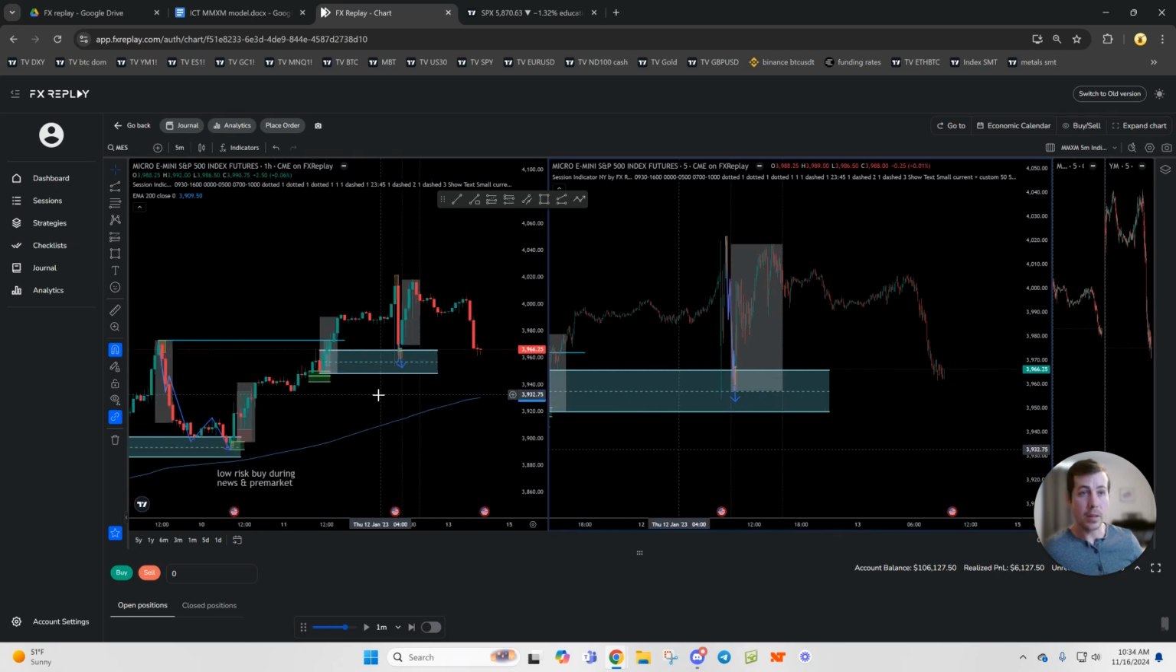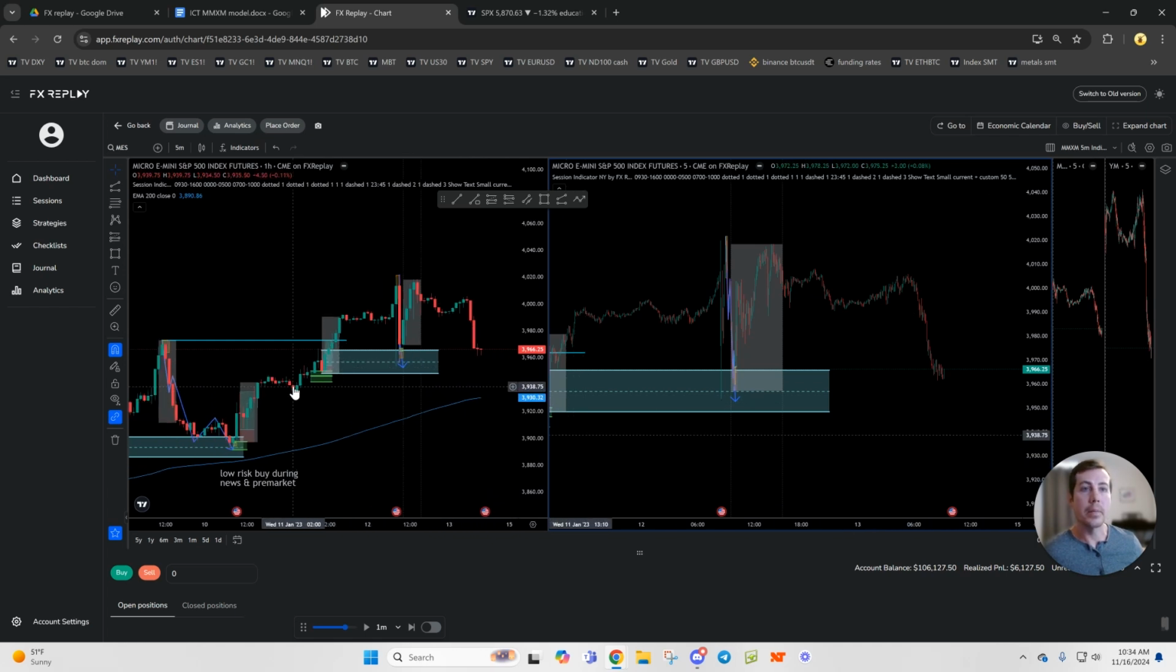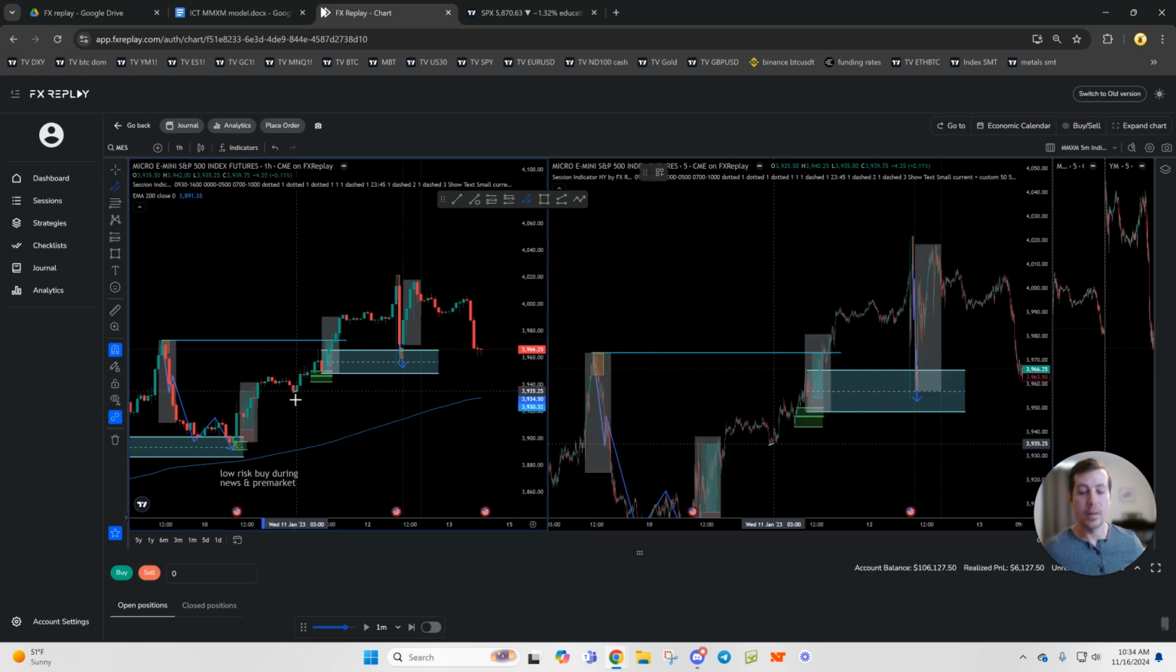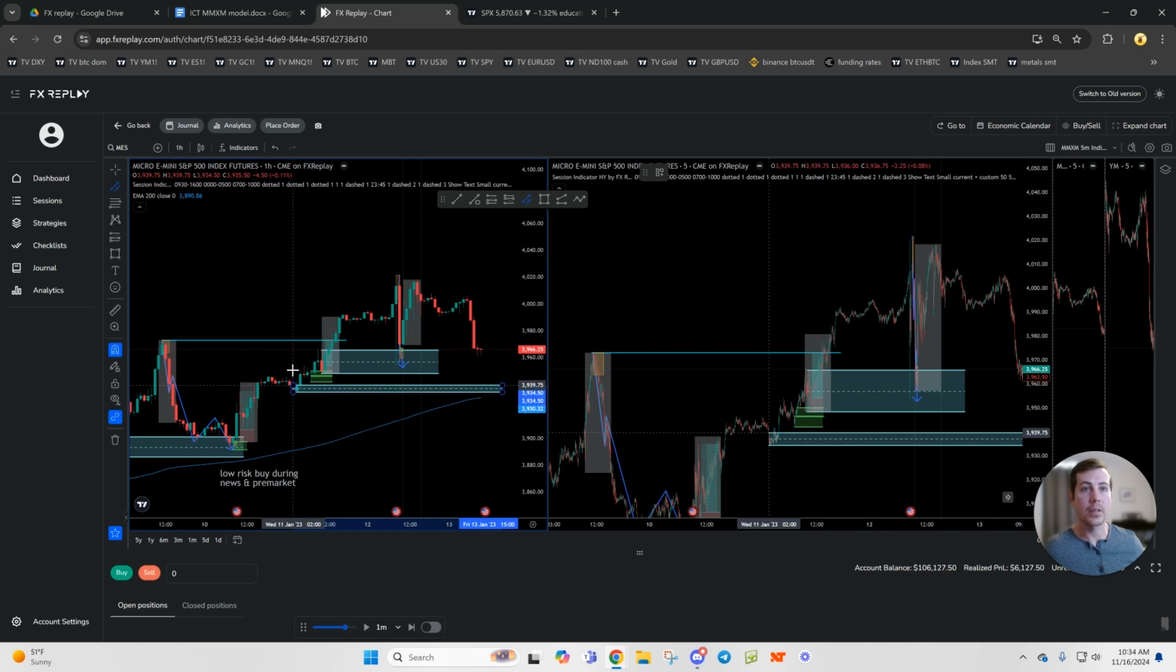If we go lower before we form SMT divergence in here, then we could potentially look for maybe this order block down here. So maybe I'll mark that out on the chart just as another potential level. If we go any lower, we'd still be above the moving average. So I think that would be fine as well.